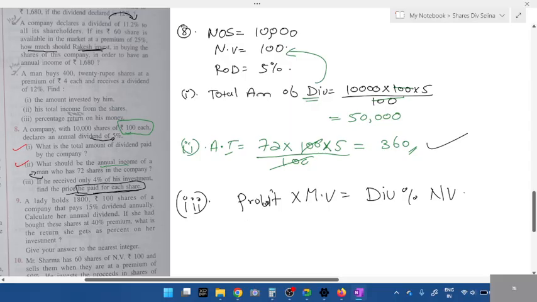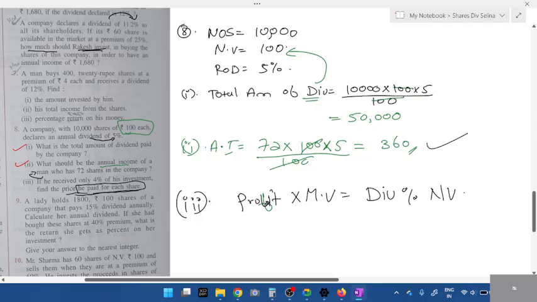Yes. What is profit? Then what is dividend? Dividend is 5% into nominal value. Okay. So there should be a reason. You can use this. Wait, let me check.